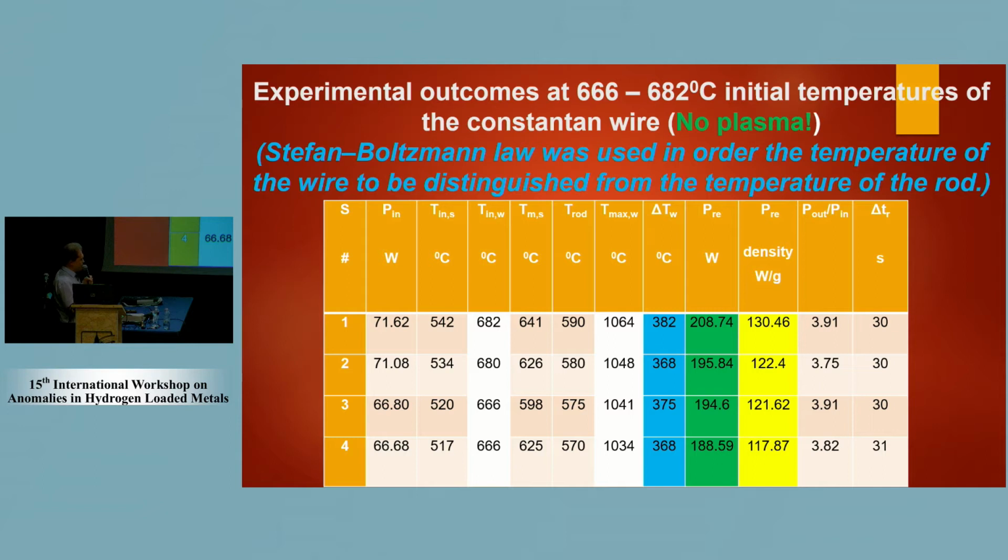In my previous presentation at the California conference, I considered the released power, which means the same numbers minus one. But it's actually output power versus input power. It's actually these numbers. 4.